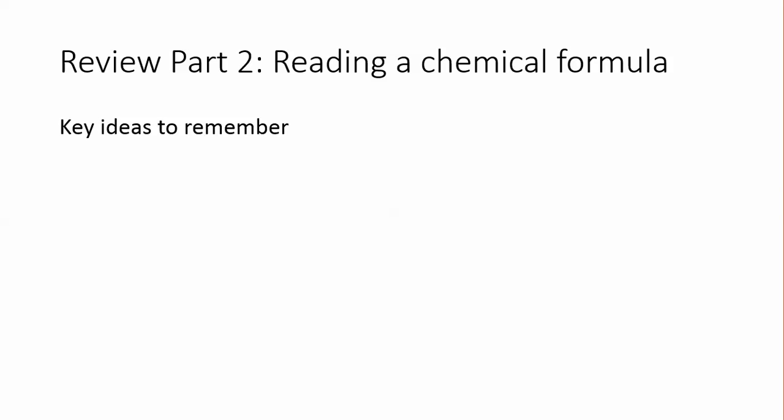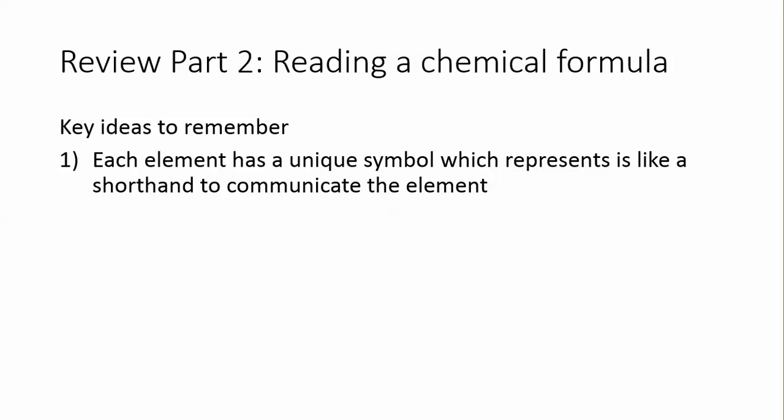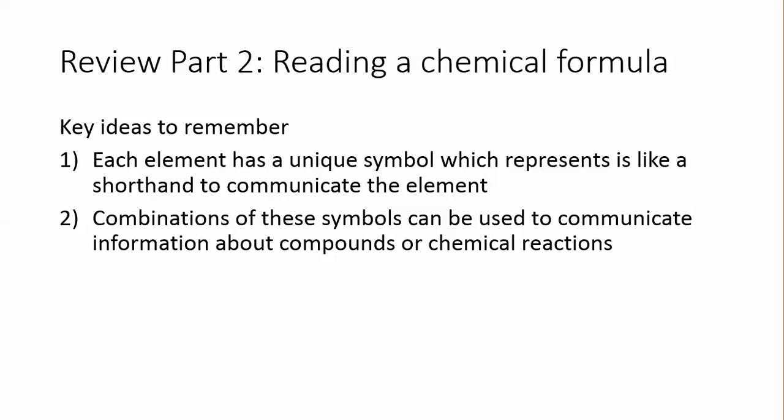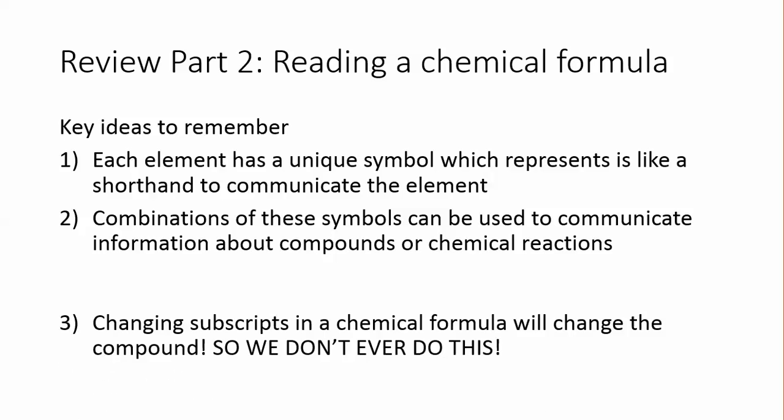Some of the key ideas to remember as we're looking at this: each element has a unique symbol, which represents a shorthand for scientists to communicate the elements or information to one another. Combinations of these symbols can be used to communicate information about compounds, and eventually we are going to use them to talk about different chemical reactions.